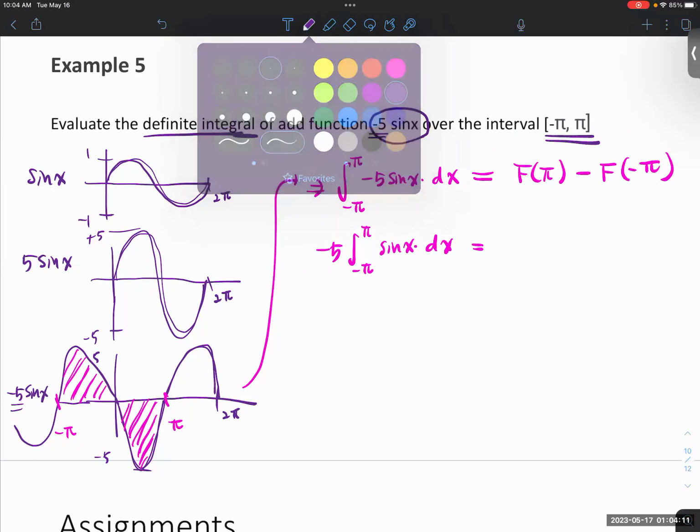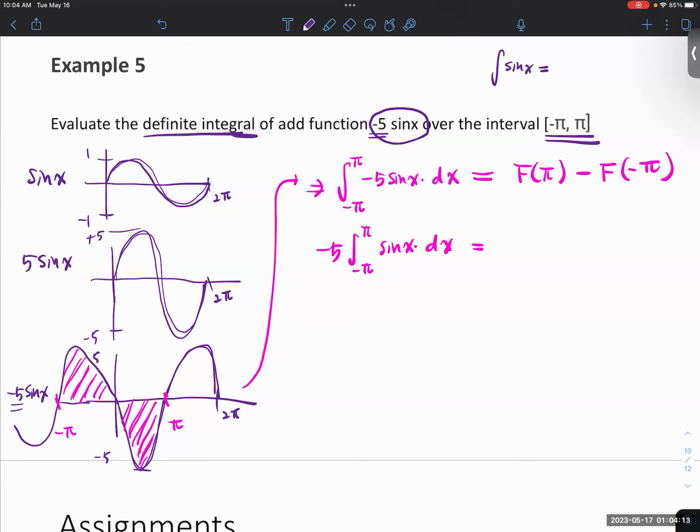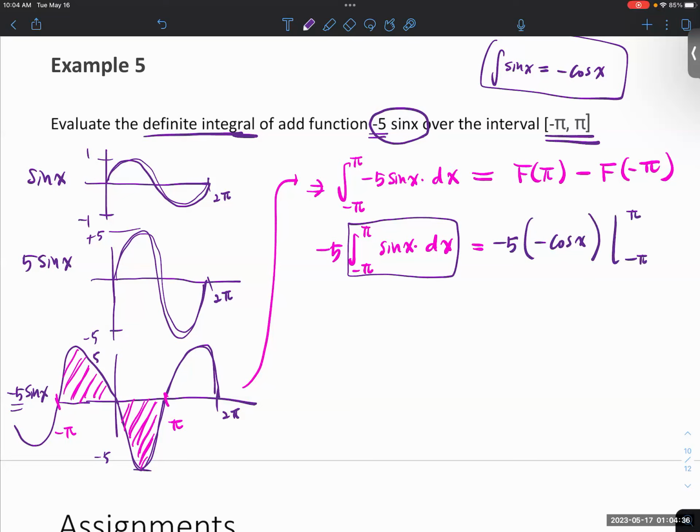Maybe you can go to the integral table. Do you remember, what is the integral of sine x? It is going to be negative cosine x. Go back to our module, there's an integral table. So by taking this, you have a negative 5 in the front, and then negative cosine x from negative pi to pi. There we go. And then I can continue. This double negative changes to positive. So positive 5 cosine x from negative pi to pi.